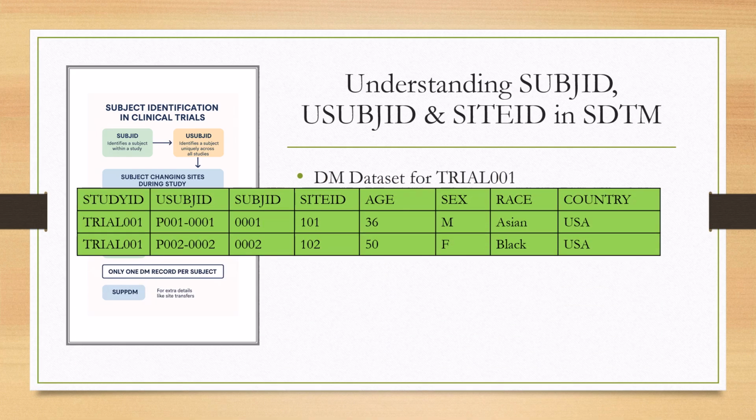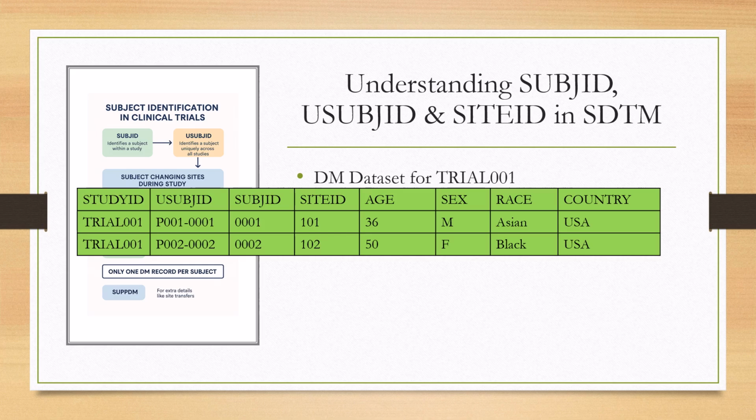Let's understand this with an example. Here I'm showing you dummy data for two subjects, say for trial 001. In this dummy data, you can see that the subject IDs are 001 and 002, and the USUBJID is the concatenation of a code which is given for the study ID, which is P001, and the subject ID. So we have two records for these two subjects in DM.